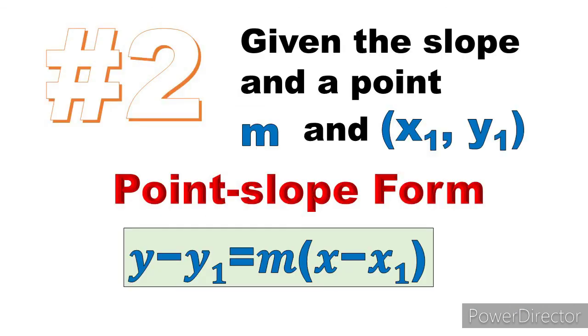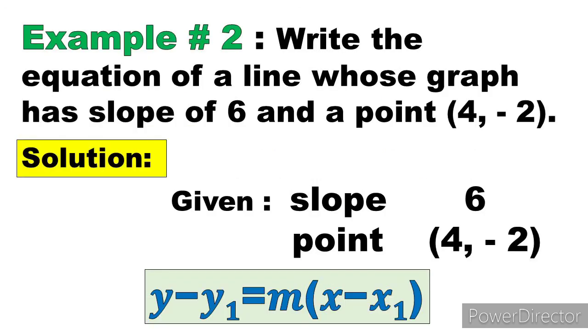And now let's proceed to number 2, which is to find the equation of the line given the slope and a point, which is given ang slope at saka isang point. Okay, yan yung tinatawag na point slope form. So again, kapag given ang slope at given ang isang point, ito yung formula na gagamitin natin. y minus y sub 1 equals m times the quantity of x minus x sub 1.